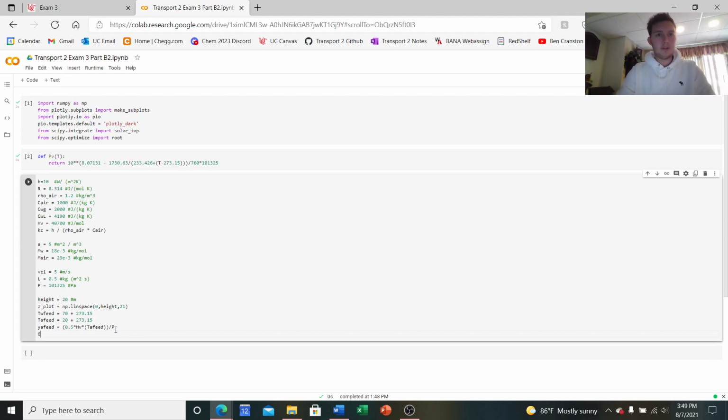And then we also need to find the total flow rate of the air, the gas flow rate of the air. And that's going to be equal to the total pressure multiplied by the molecular weight of the air. And this is going to be all divided, this numerator.